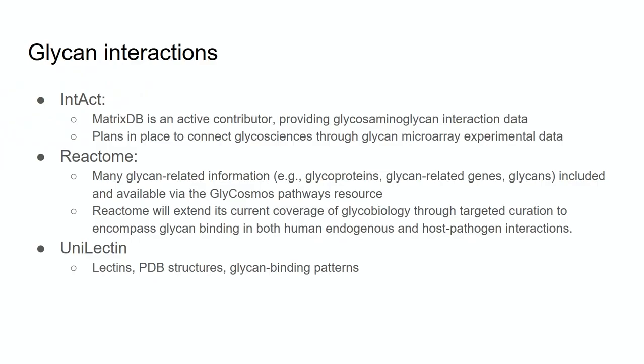Also important in glycan function is the idea of glycan interactions, whether that be glycan-glycan or glycan-protein. There are some examples of resources we have for that here. We have IntAct, and MatrixDB is an active contributor to this. It provides information on glycosaminoglycans, or GAGs, and their interaction data, and there are plans in place to connect this to glycan microarray data.